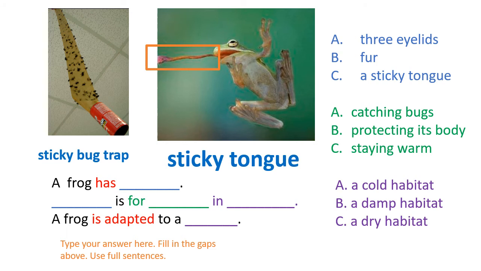Next, we have a picture of a frog. So a frog has this adaptation called a sticky tongue. So you have to decide, tell me what you think the sticky tongue is for. So a frog has blank. Blank is for blank in blank. So a frog is adapted to a blank. On that purple line, you'll write one of the answer choices in purple.